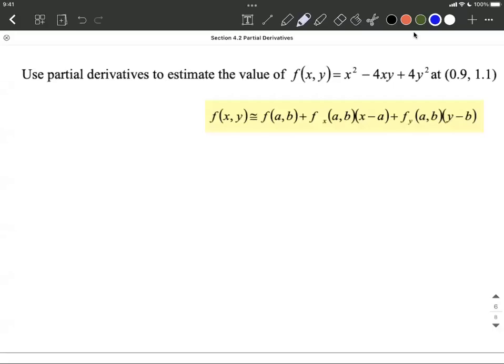Hey, let's use some partial derivatives to estimate the value of this function at the point 0.9, 1.1. As we do this, we want to pick a point that's very close to the one we really care about, the 0.9, 1.1. A good choice in this case is going to be 1, 1. 1 is obviously close to both of these values. As we fill into the formula in a second, this is going to be our a and b. Next, let's go ahead and take some partial derivatives.